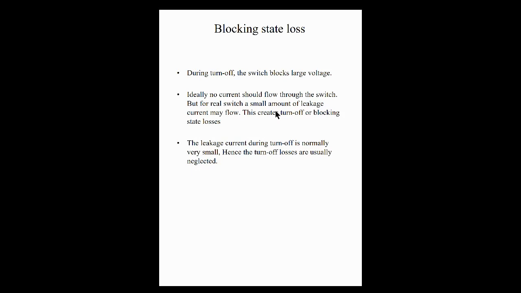Of course, the leakage current that is experienced in the device at turn off is normally very, very small. So it's not a very large current that you will have flowing at turn off. So in most cases, this kind of loss can be neglected.